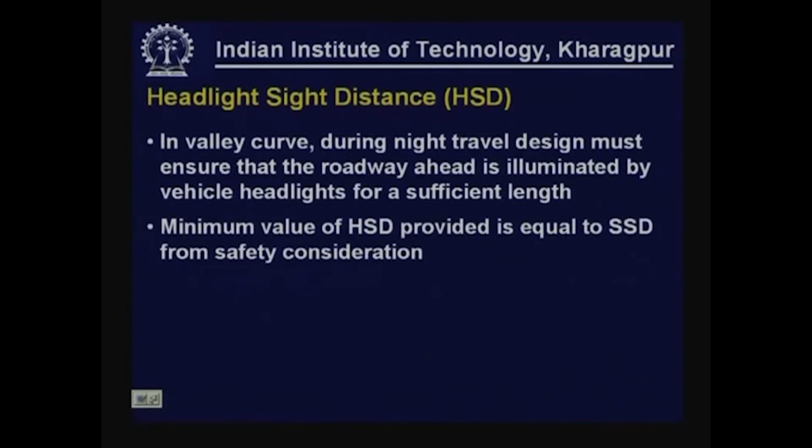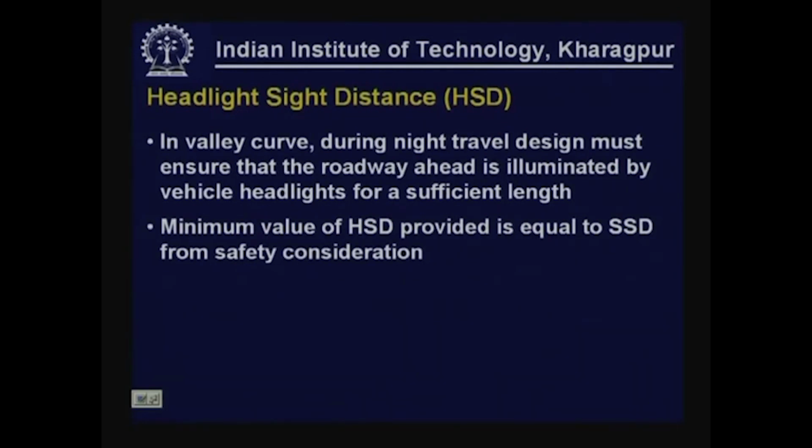Then we have another type of sight distance, which is called headlight sight distance. When there is a valley curve, which is generally concave, looks like concavity upward, then during night time vehicles can see only that portion of the road which is illuminated by the headlight of vehicles.